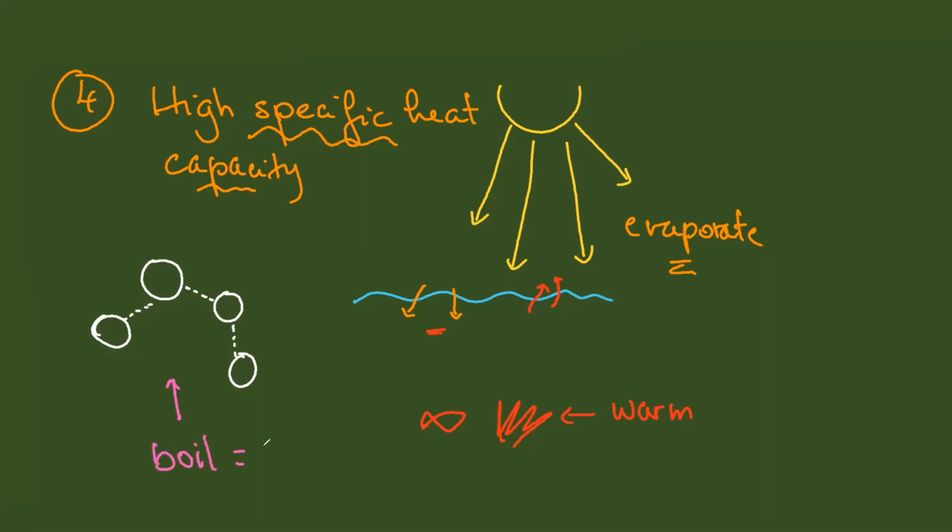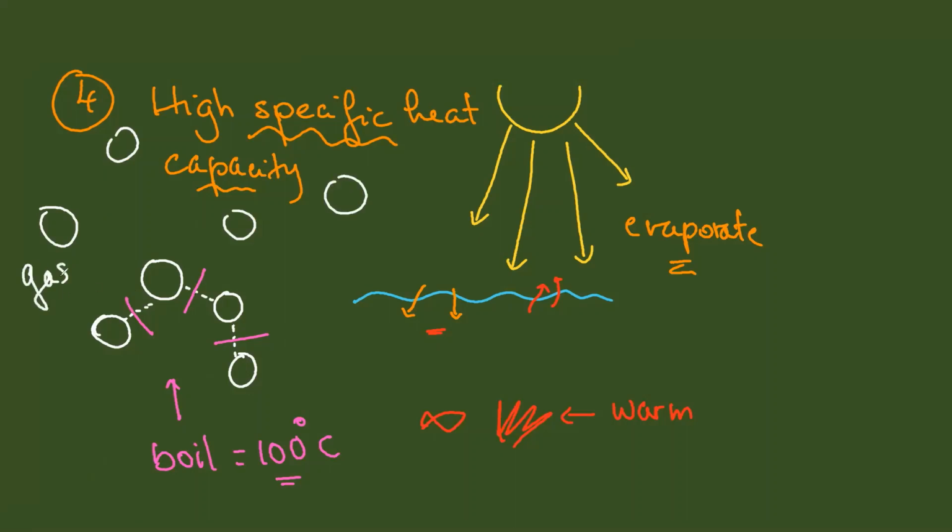Boiling means I'm giving water a heat of 100 degrees Celsius. This is a very, very great amount of heat. So the hydrogen bonds need a very great amount of heat in order to be broken so that the water molecules can be released and escape as a gas. And this gas, of course, is water vapor.